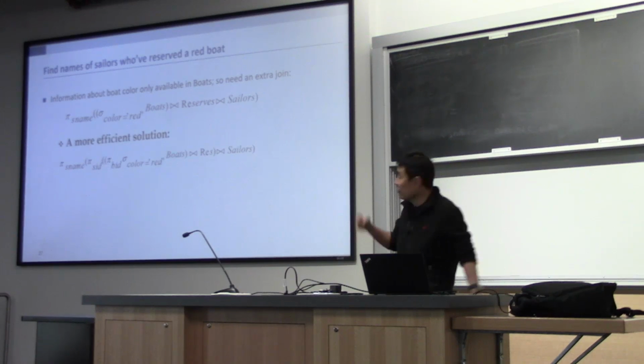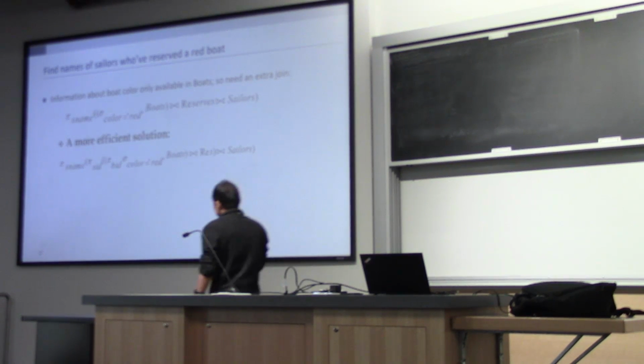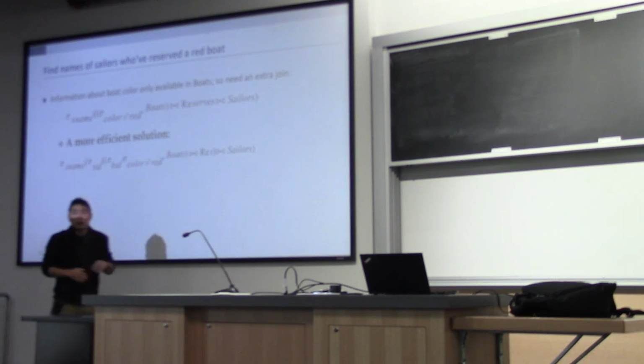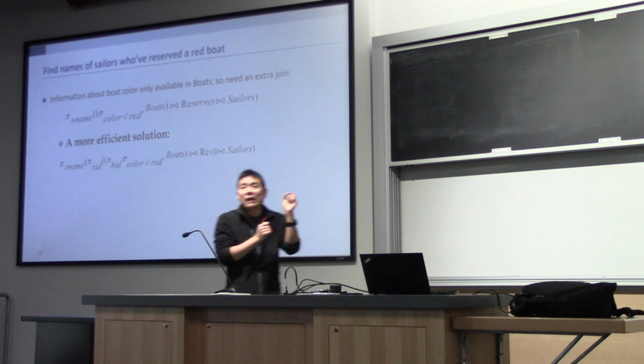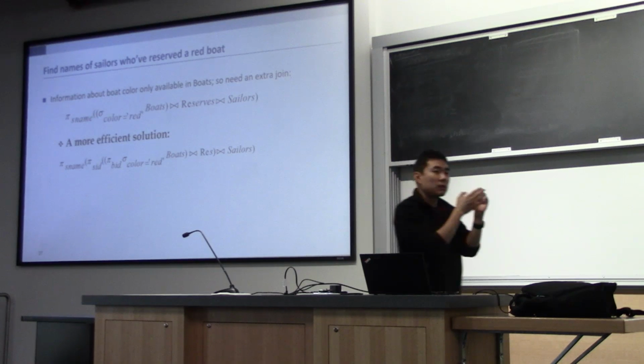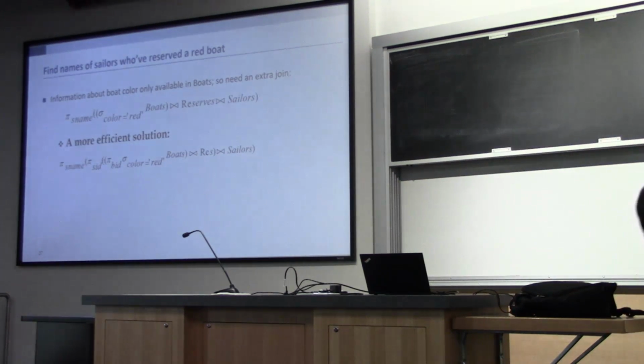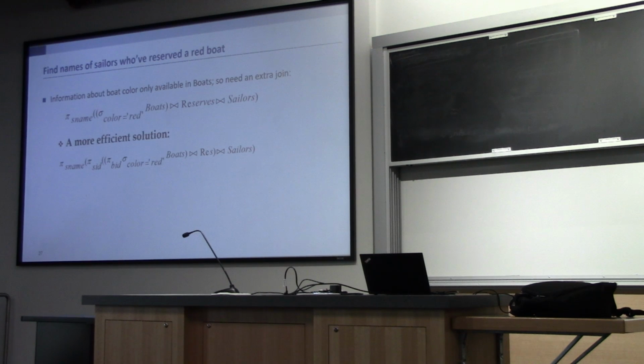Another, even more efficient way of doing this query is to say, okay, after I get the red color boats, I really only care about the boat ID. Once I make sure I have only red color boats after that selection, I no longer care about the color, the name, and all other information associated with the boat. All I care about is boat ID. I use those boat IDs to naturally join with reserve. So I project out boat ID before I do the natural join with reserve.